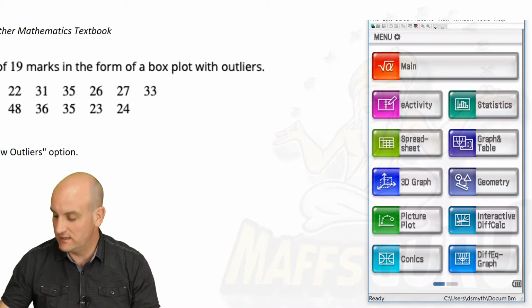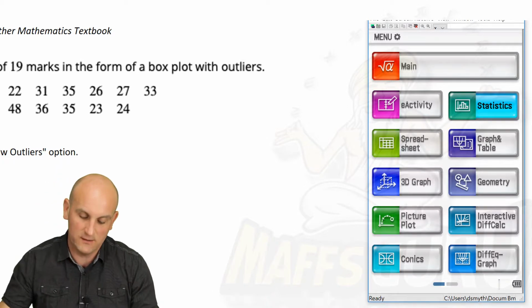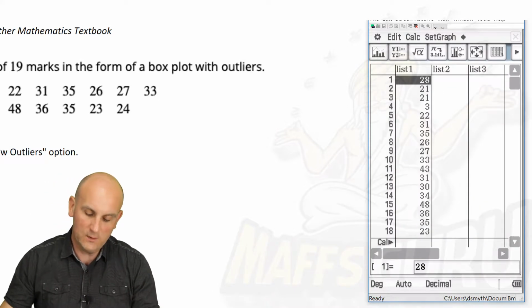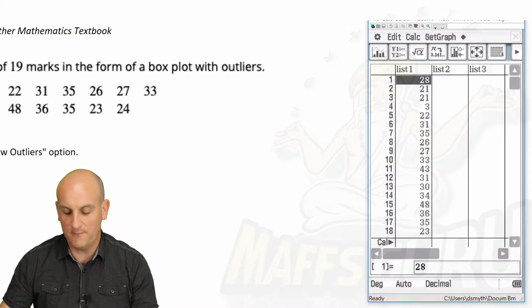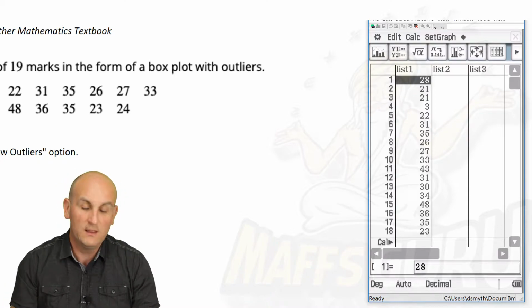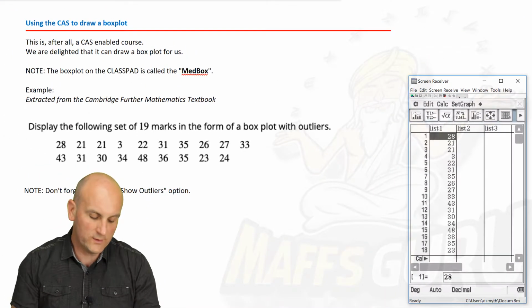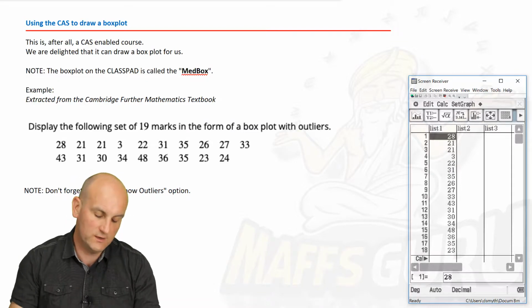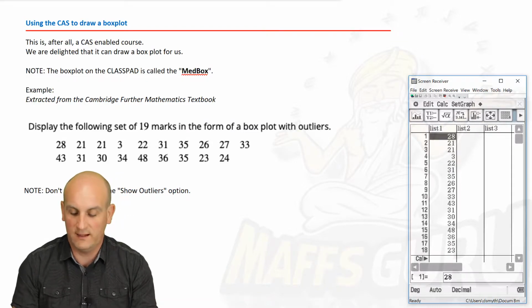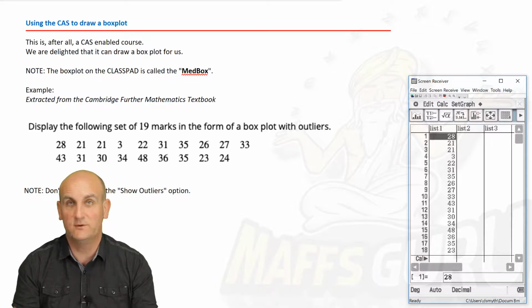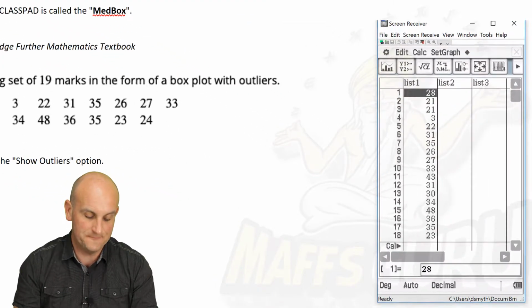So what we're dealing with is statistics. So I'm going to hit the statistics button on my calculator. And lo and behold, as if by magic, up comes my data already. Now you're going to say, what do you mean data? Well, the question says here, display the following set of 19 marks in the form of a box plot with outliers. And I have entered all of that data in already. You genuinely don't want to sit here and watch me enter all that in.